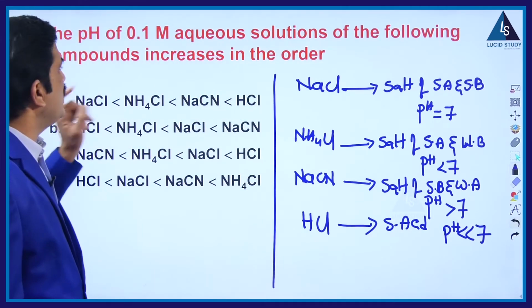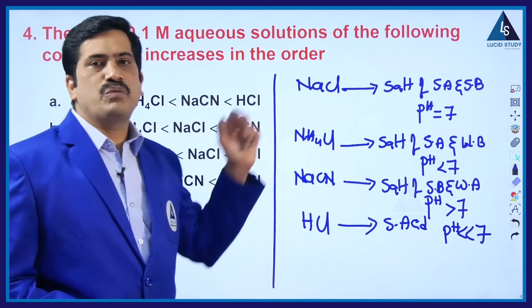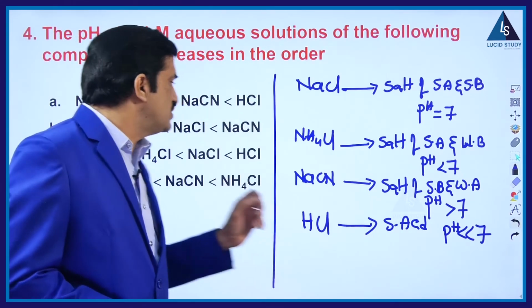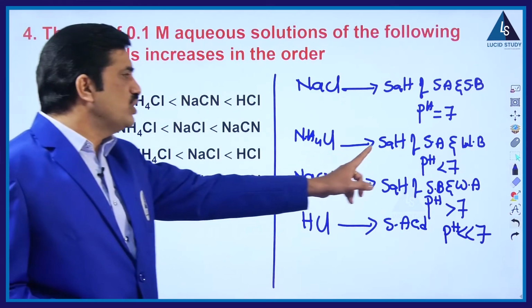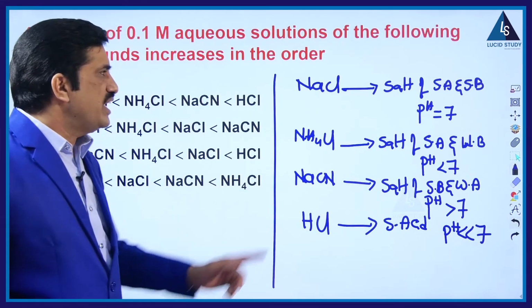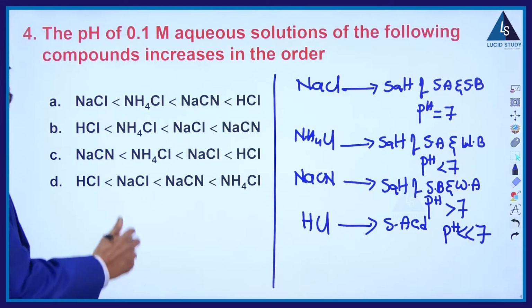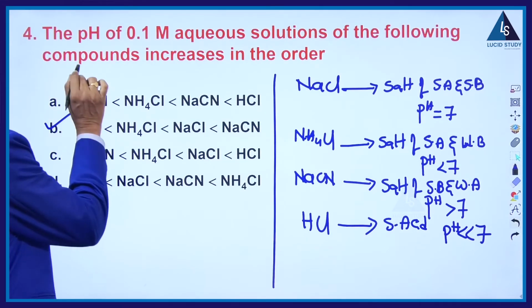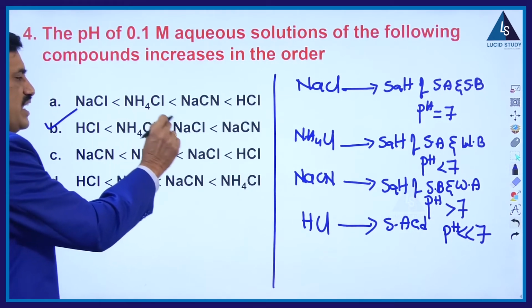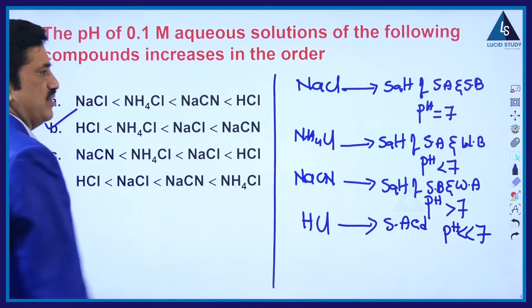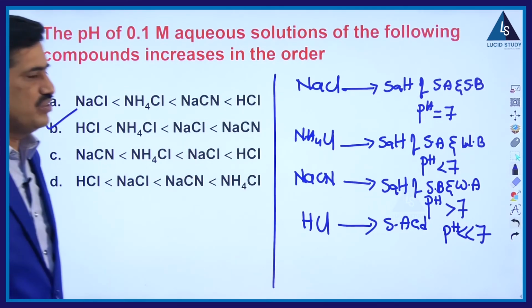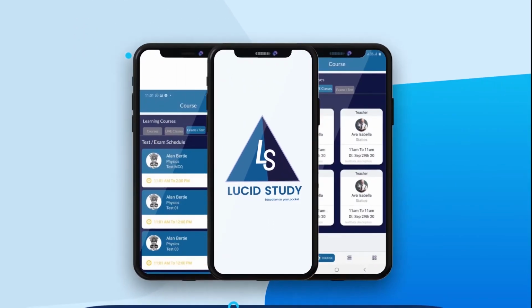But here we have to find the increasing order of pH value. The least pH is for HCl, then ammonium chloride less than 7, next NaCl 7, and NaCN more than 7. So therefore, in the second option you see here HCl, ammonium chloride, NaCl and NaCN. So this is a very important one.